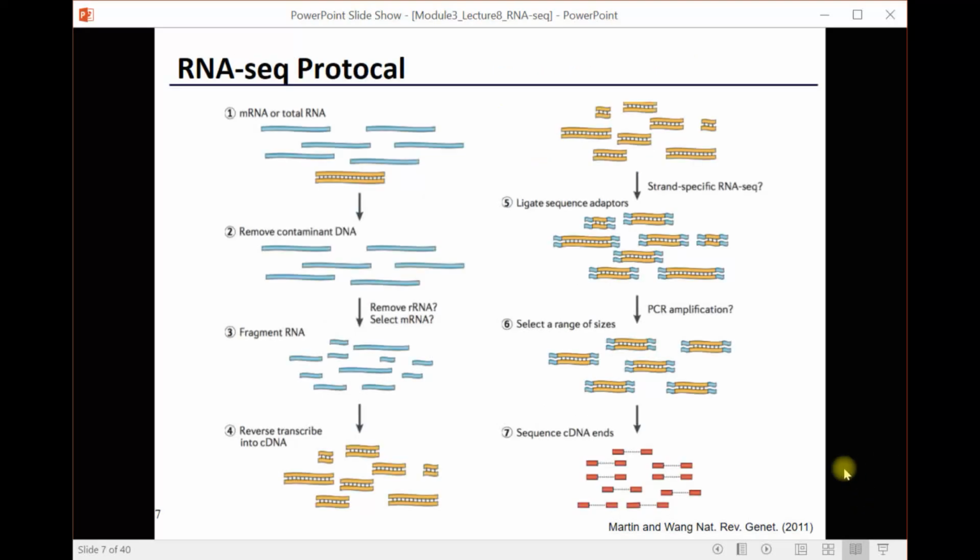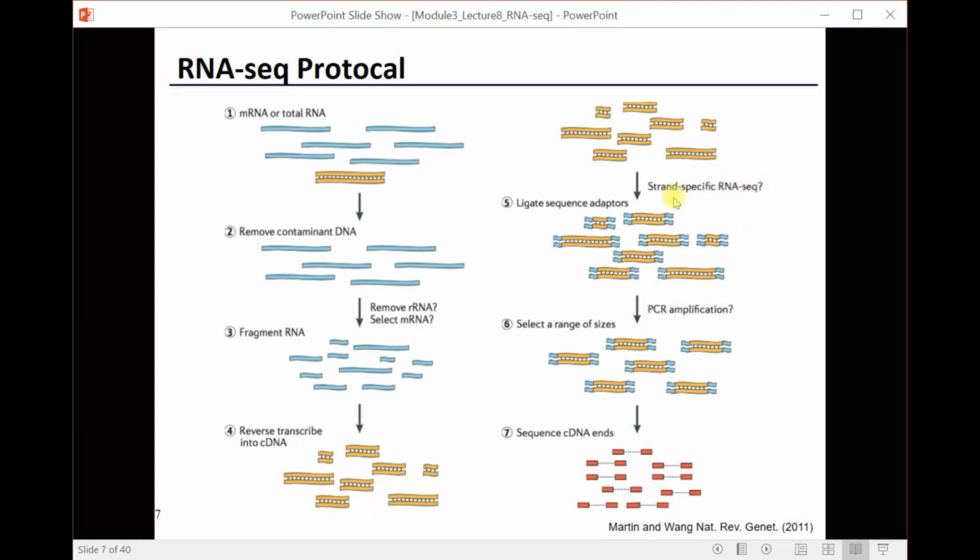Here is a typical RNA-seq protocol. First, we get our RNA sample, and we remove the contaminated DNA from the RNA. And then we can select whether to remove abundant ribosomal RNA or just select the mRNA. And then we do the fragmentation. And then we reverse transcribe those RNA into cDNA.